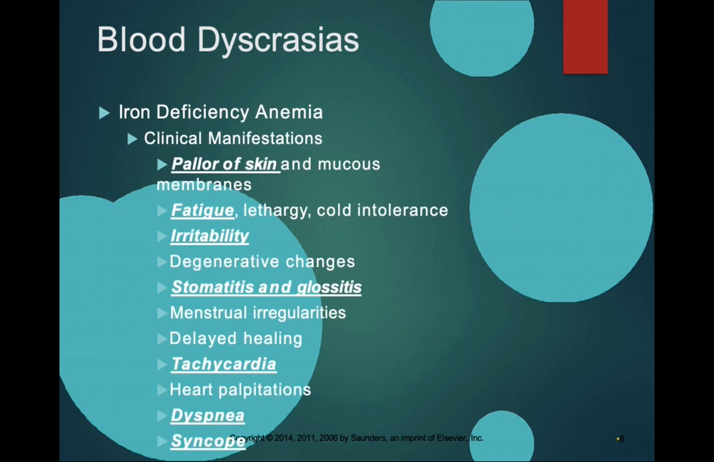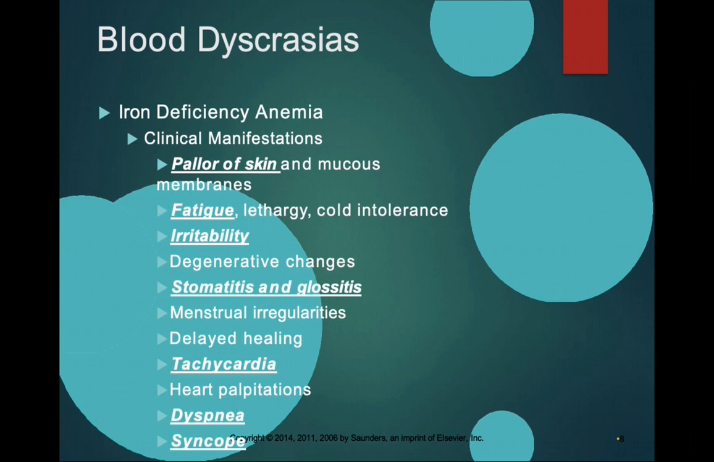So some of the clinical manifestations we talked about before: pallor of the skin, fatigue, irritability. Another biggie is stomatitis, which we spoke about before, and glossitis. Glossitis is inflammation of the tongue. When the person opens their mouth and sticks out the tongue, it will be enlarged, red and glossy. Menstrual irregularities, delayed healing, fast heart rate, again tachycardia, the heart palpitations that can be felt.